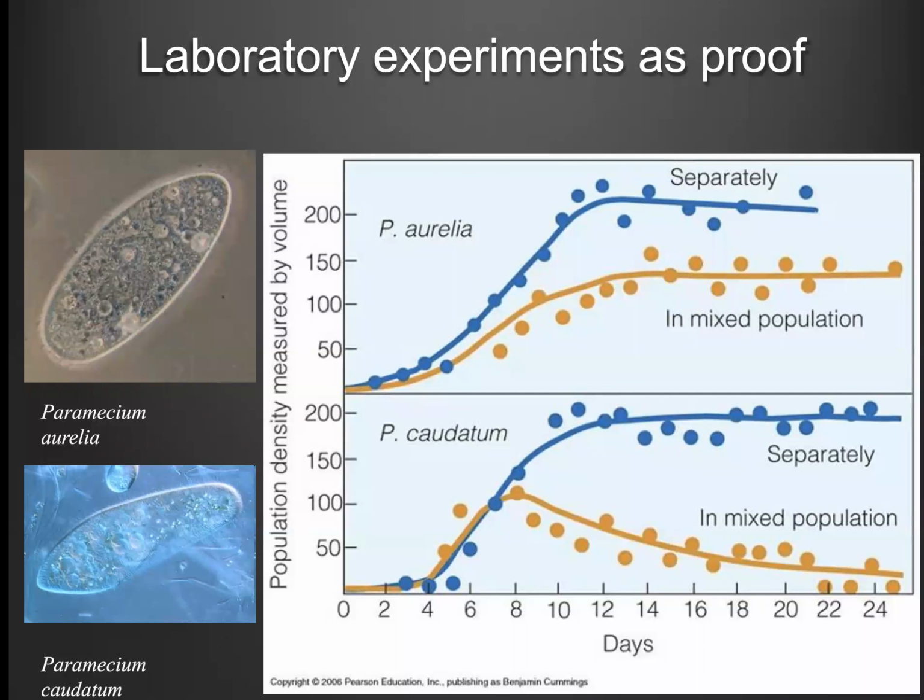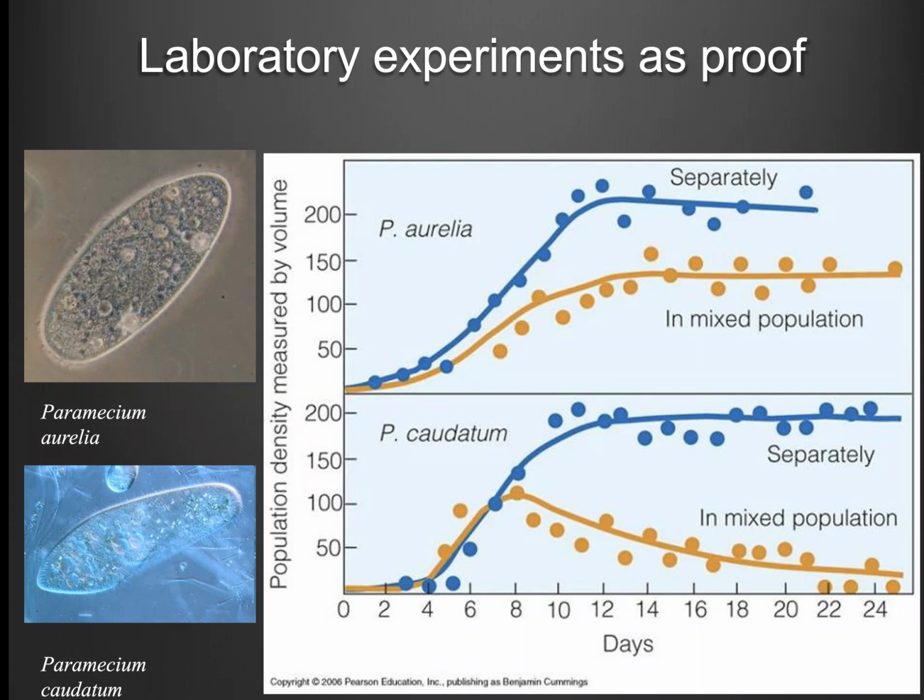For whatever reason, and we don't know all the ins and outs of it, Caudatum is a poorer competitor when you mix it together with Aurelia. So they both do fairly similarly. They're both very happy when they're on their own, as you might expect. But you bring them together and Aurelia grows and Caudatum ultimately goes down.